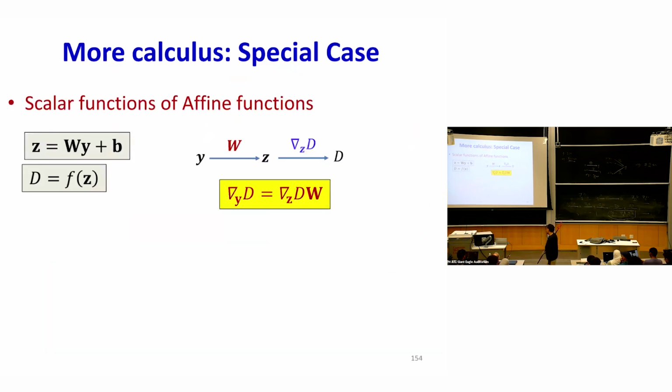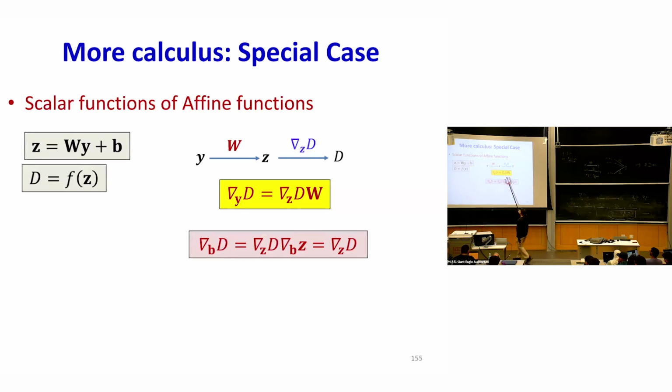One final thing, to summarize. If I have z equals wy plus b, and then z finally influences my divergence, then this means that the derivative of the divergence with respect to y is the derivative of the divergence with respect to z times the derivative of z with respect to y, but that is just the weight matrix, right? So also, the derivative of the divergence with respect to b is going to be the derivative of the divergence with respect to z times the derivative of z with respect to b, which is just the derivative of the divergence with respect to z.